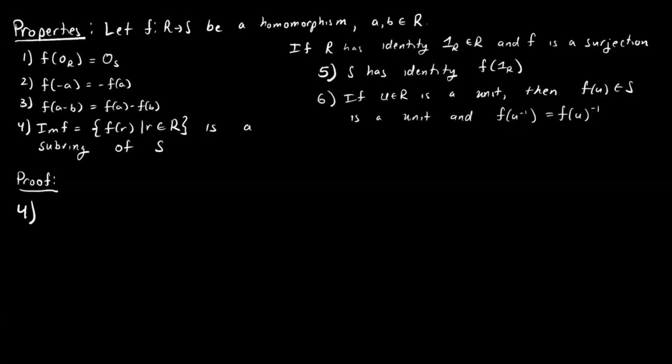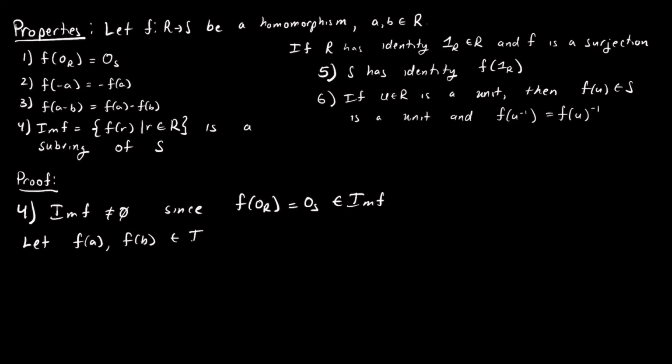For property 4, we'll use the Subring test. For the Subring test, I need to check that the image is non-empty, that it's closed under subtraction, and that it's closed under multiplication. So first, I know that the image of f is not empty, since I know that f of 0R is equal to 0S, and this is thus in the image of f. So this is not empty because f of 0R is an element of the image of f. So for the Subring test, I'm going to let f of a and f of b be elements of the image of f for some a and b in R.